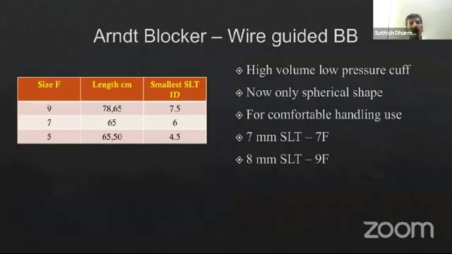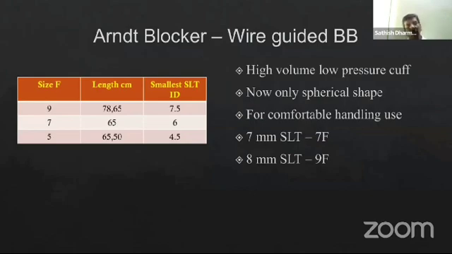The next important thing is the Arndt blocker. It is called a wire guided bronchial blocker. It's available in multiple sizes, 5, 7, and 9 French, and the length also varies from 65 to 78. The smallest single lumen tube required for the size 5 French Arndt blocker is 4.5. But if you use a bigger tube, it is much better, because most of these bronchial blockers you will isolate with the use of a fiber optic bronchoscope. So to pass the blocker and the fiber optic bronchoscope, it is always ideal to use a bigger size tube.